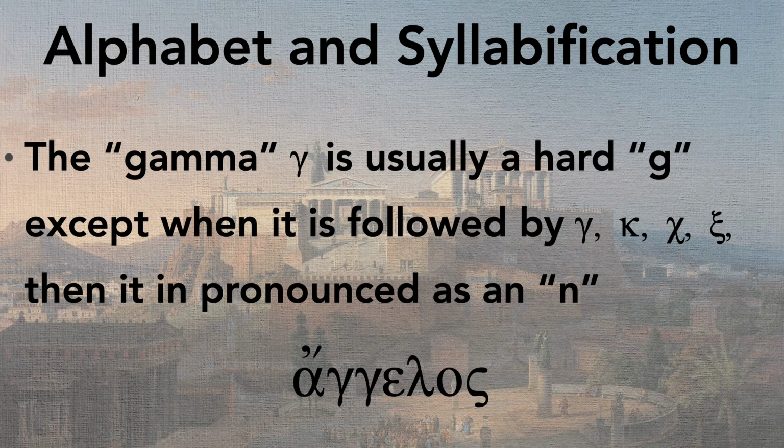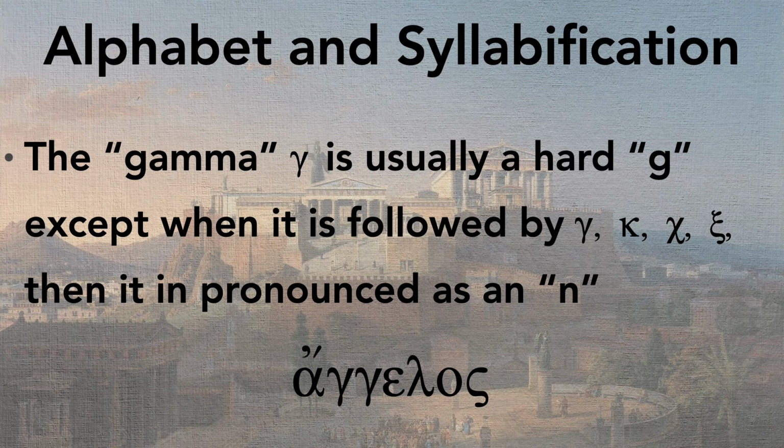But just a pronunciation note in Greek, when we see that, by the way, this is relatively rare. Angelos is probably one of the most common places it shows up. But when we see these two letters next to each other, or if gamma is followed by kappa, chi, or xi, that first gamma we're going to pronounce like a nu sound, an N. So this word is angelos, okay?